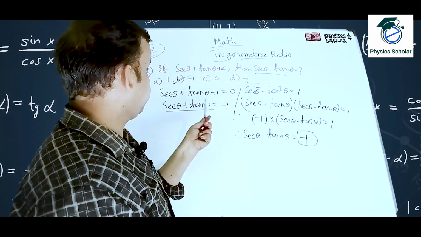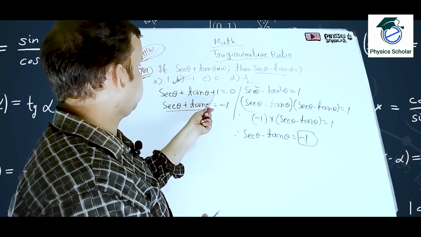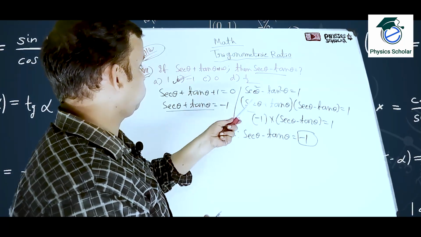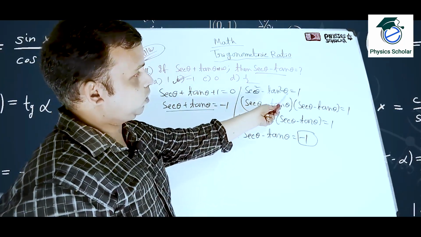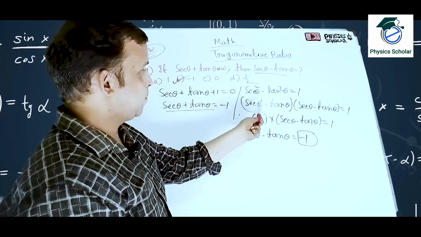So option B will be correct. So sec theta plus tan theta plus 1 is equal to 0. So sec theta plus tan theta is equal to minus 1. Now sec square theta minus tan square theta is equal to 1. This is the formula we know.